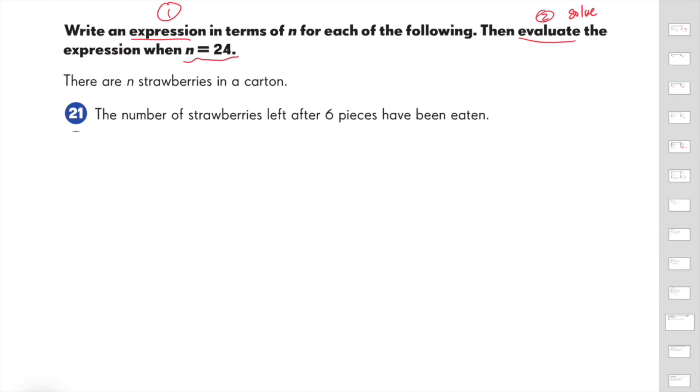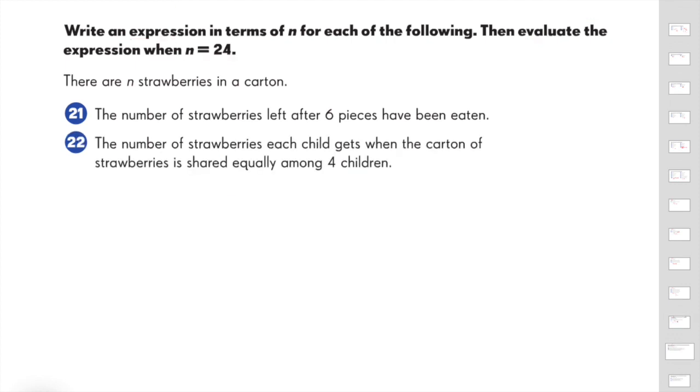So it says there are n strawberries in a carton. So we need to find the number of strawberries left after 6 pieces had been eaten. So here is this unknown amount of strawberries in a carton. And if 6 are eaten, we're going to take those 6 away. How many would be left? Well, let's substitute 24 for n and solve. 24 minus 6 is 18. So when there are 24 strawberries in a carton, after 6 have been eaten, there will be 18 left.